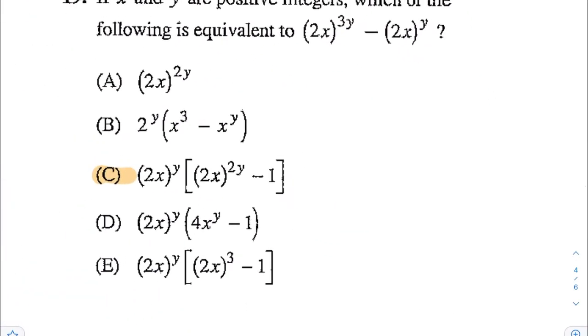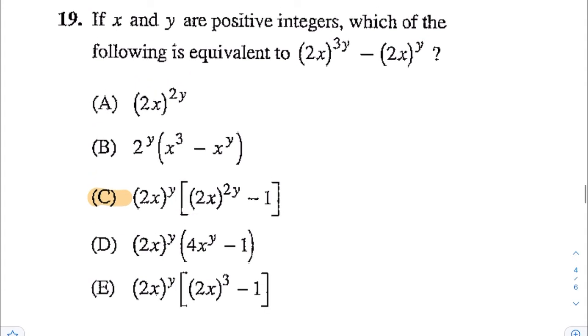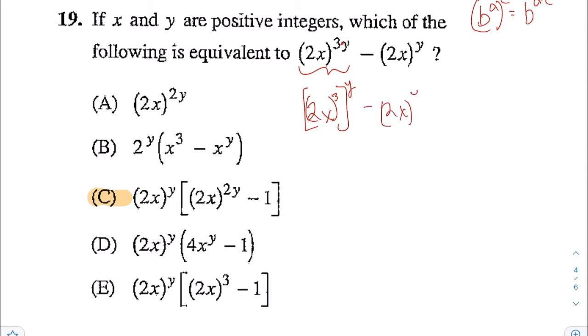All right, next for number 19, if x and y are positive integers, which of the following is equivalent to 2x raised to the 3y minus 2x raised to the y? So here, you can actually rewrite some of these exponents using a power of power, because b to the a raised to the c is b to the a times c. So because of a product 3 times y here, you can actually turn this first expression to 2x raised to the 3 power raised to the y. And then you can subtract 2x raised to the y.